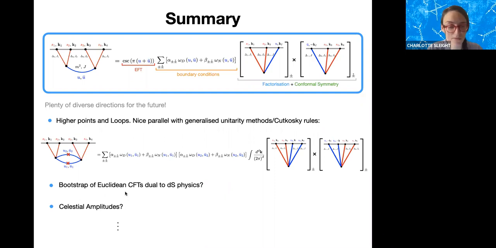The final point is maybe a little bit more speculative. I would be quite curious to understand if our results could apply also to flat holography, in particular the study of celestial amplitudes. It's tempting to suggest that conformal symmetry on the celestial sphere might constrain the exchanges there to take a similar form. But of course, you would replace the constituent three-point functions here with those on the celestial sphere. So that's all I have to say, and thank you very much for your attention.